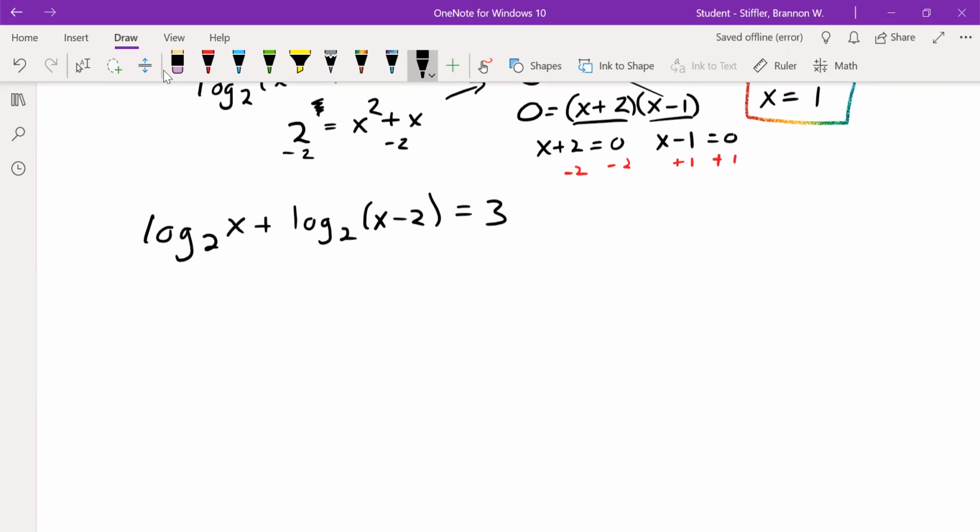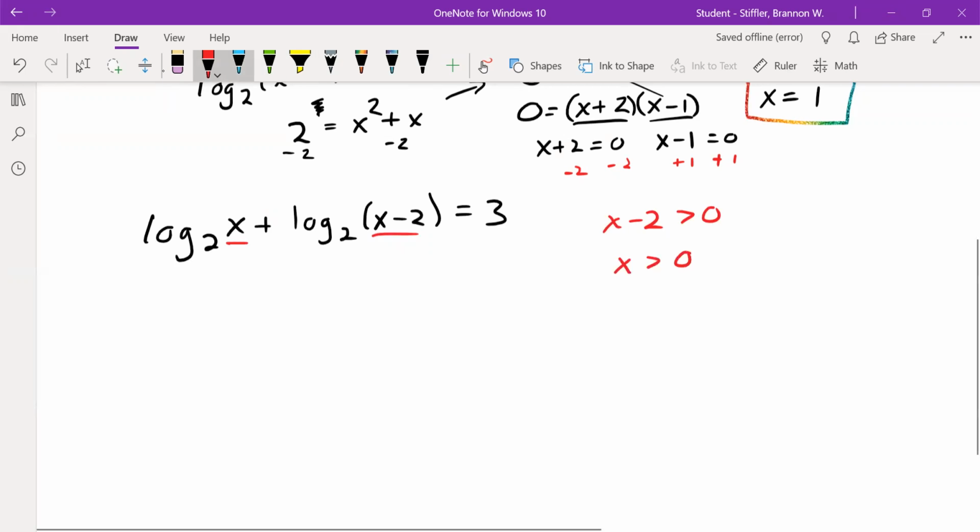Now again, I want both my logs on the same side, so that's already been done. I have addition, so I can write them as a single log. But before I do that, let me look at the domain. I'm looking at what I'm taking the log of, so I'm going to set each of those greater than 0. Like before, x is greater than 0 is done. I can't really do much for that. And then x minus 2 is greater than 0. To solve, I'll add 2 to both sides, which will give me x is greater than 2.